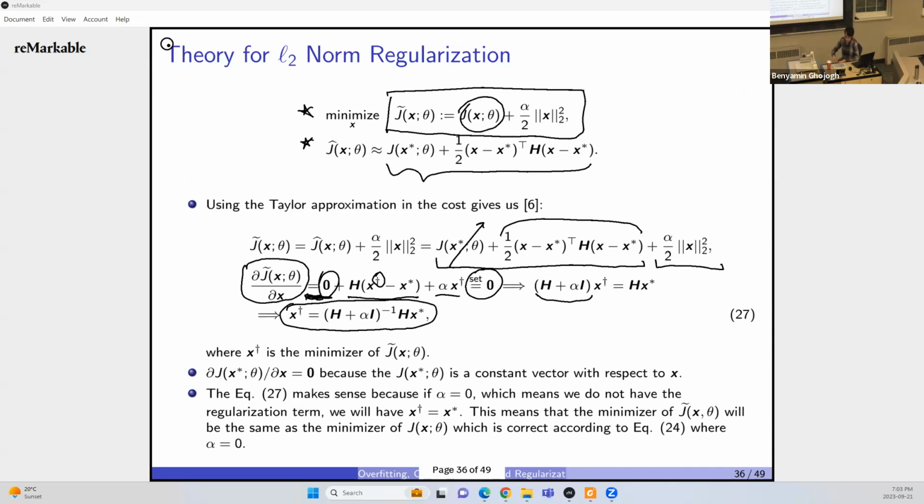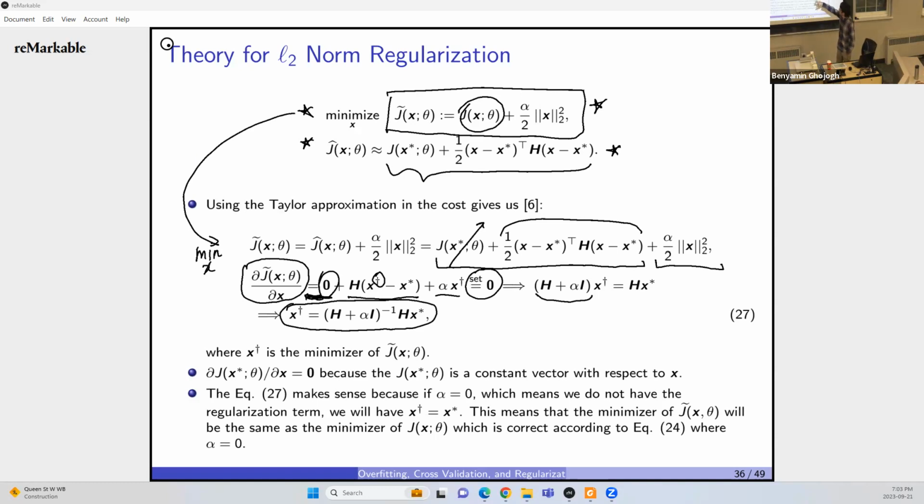Now, so this was our problem, and this is our Taylor series expansion. Let's replace J with its Taylor series expansion. So we'll have these plus the regularization term. And now we want to minimize this with respect to X. It's an unconstrained optimization problem. What should we do? Take derivative, set it to 0. Hopefully we find a closed form solution, right? Otherwise, we should do gradient descent, or iterative optimization.